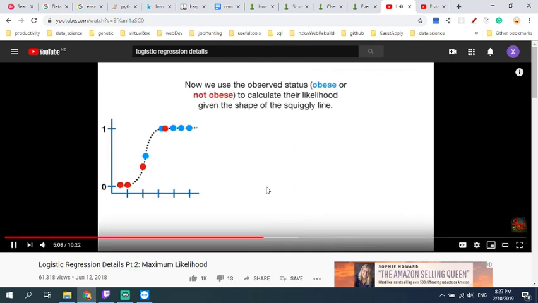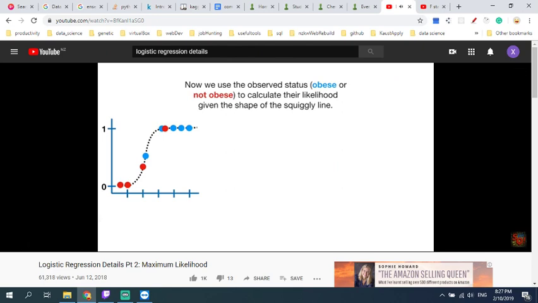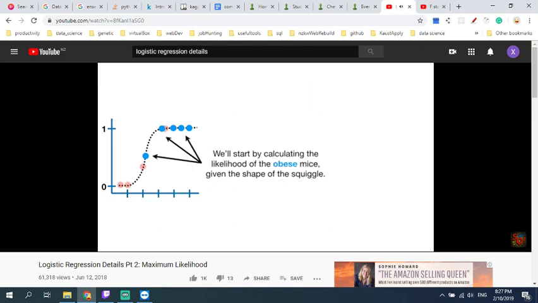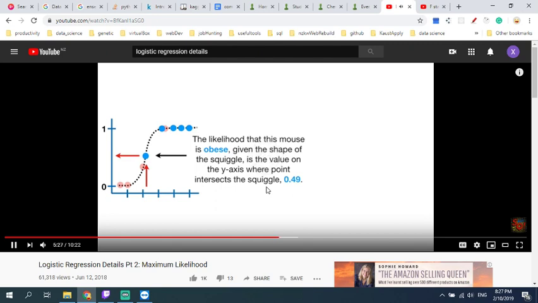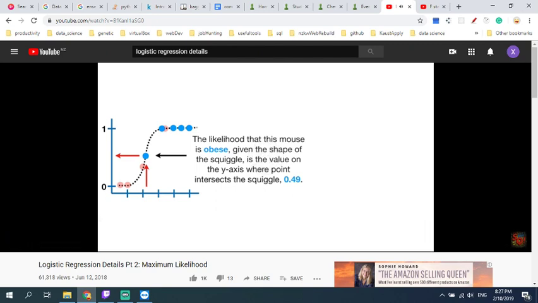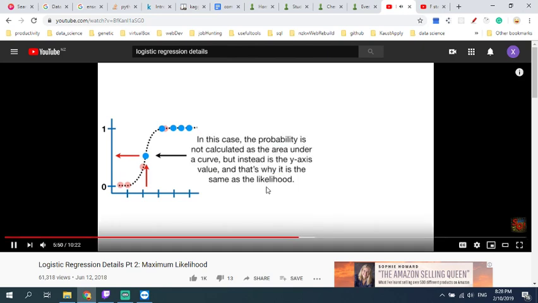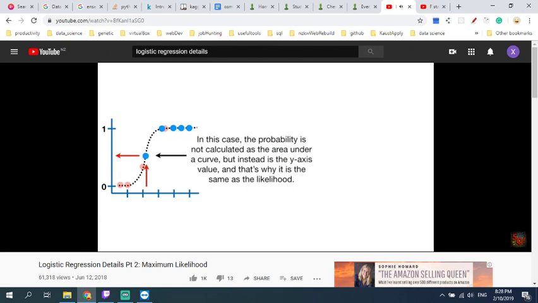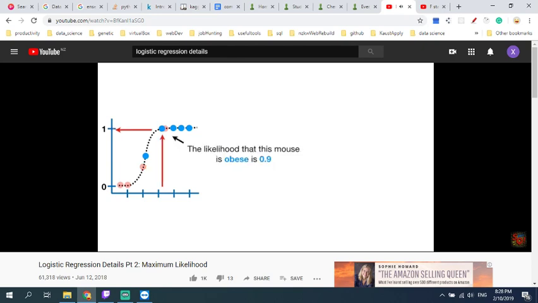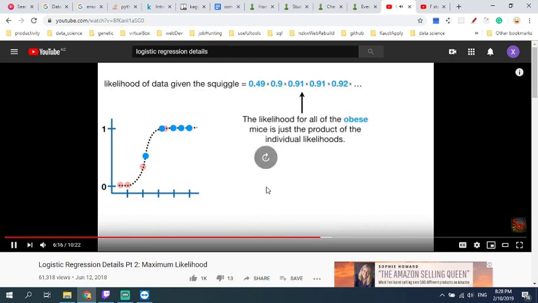Now we use the observed status, obese or not obese, to calculate their likelihood given the shape of the squiggly line. We'll start by calculating the likelihood that this mouse is obese given the shape of the squiggle. It is the value on the y-axis where the point intersects the squiggle, 0.49. In other words, the likelihood is not calculated as the area under a curve, but instead is the y-axis value. We do the same for all of the obese mice.